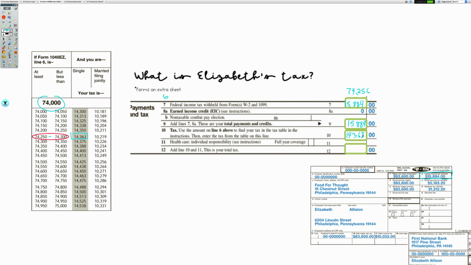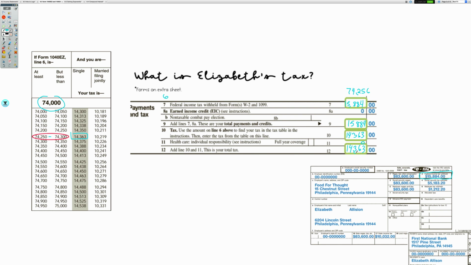Line 11 is 0. I don't know what it was, but it was 0. Healthcare individual responsibility. It didn't say anything about that, so we'll assume it's 0. And then line 12 just says add 10 and 11, so that plus 0 is still just that. So this is how much. Add lines 7 and 8. This is how much she owes.